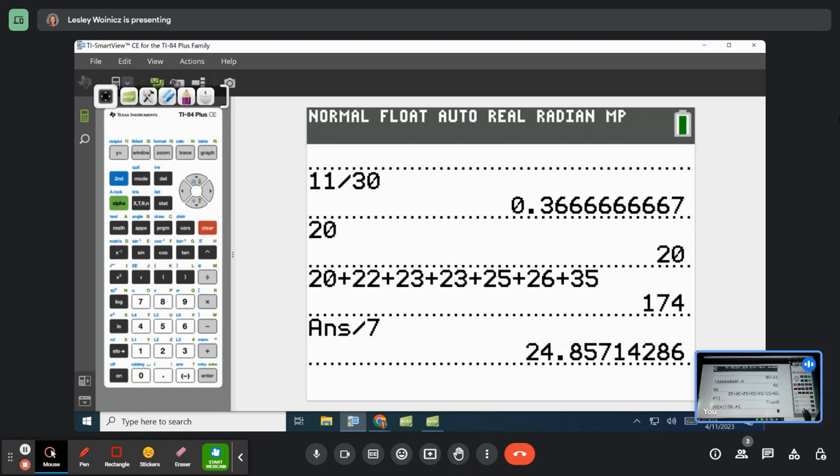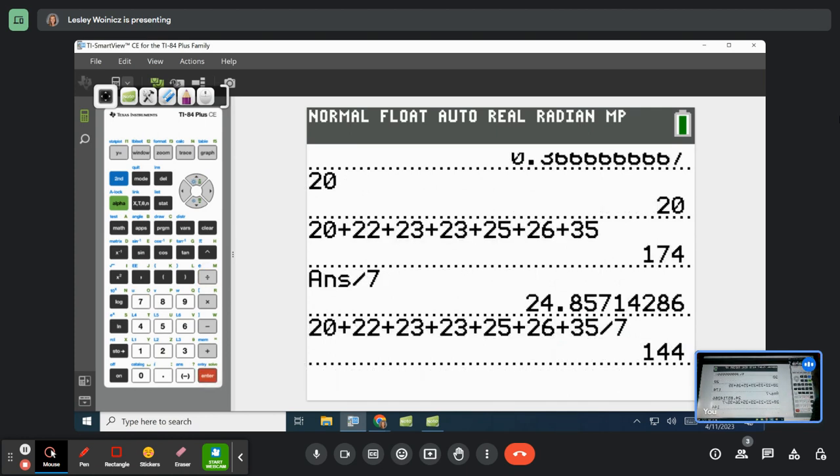Okay, this is what I'm trying to show you. 20 plus 22 plus 23 plus 23 plus 25 plus 26 plus 35. Did I get them all? 1, 2, 3, 4, 5, 6, 7. Now, if I divide by 7 here, the only number I'm dividing by 7 is the 35.